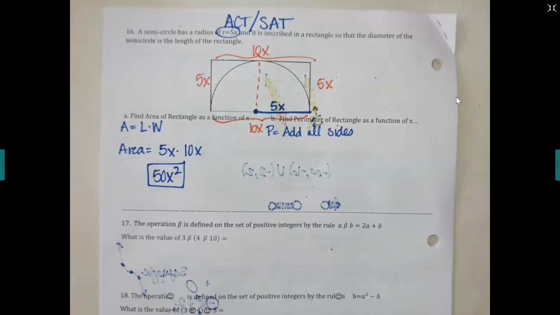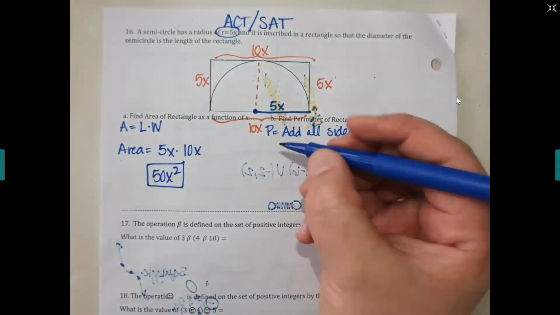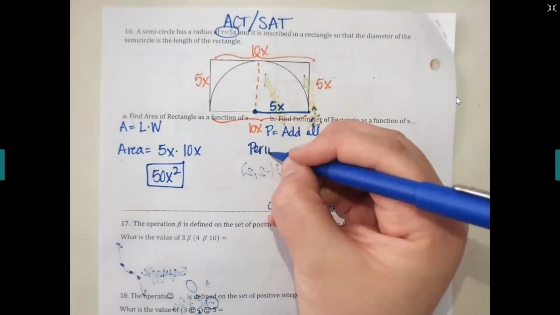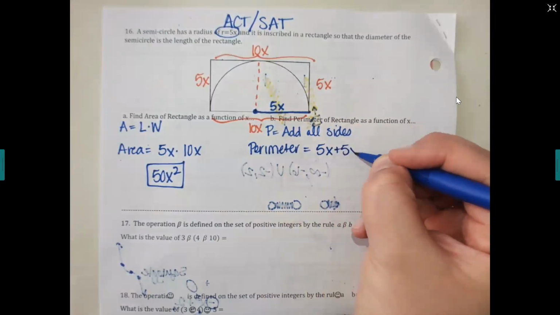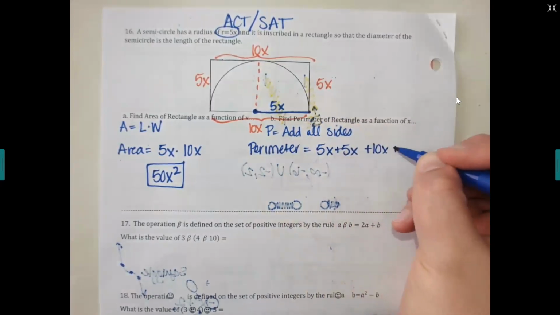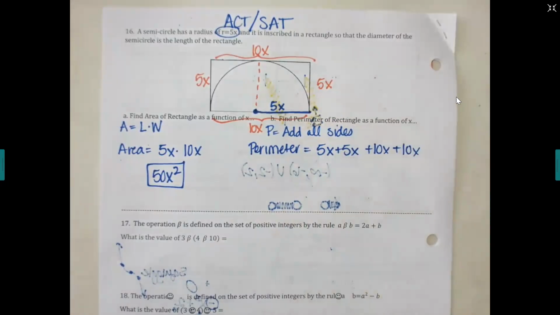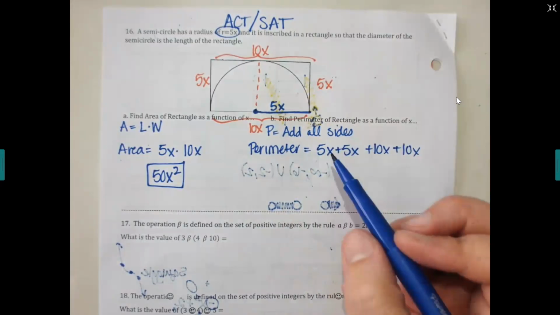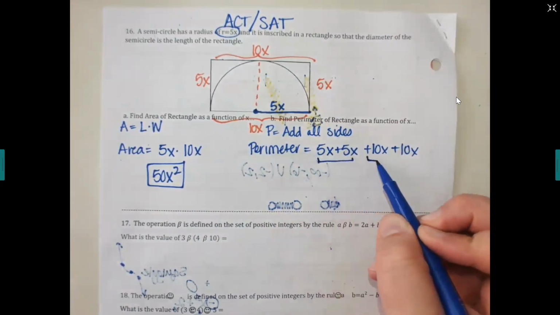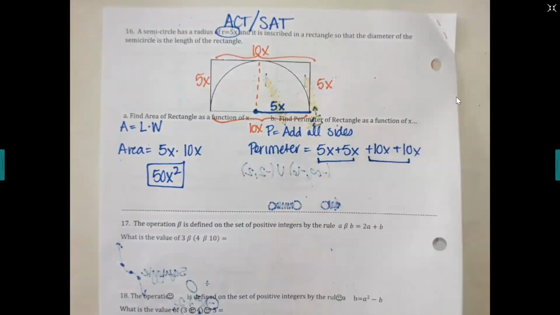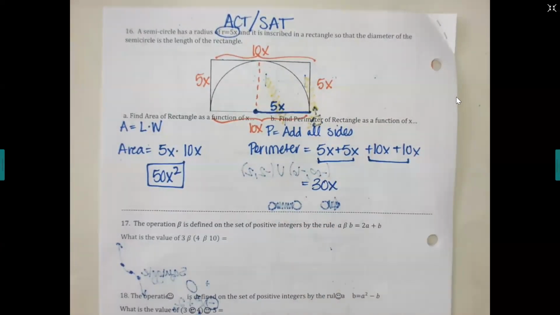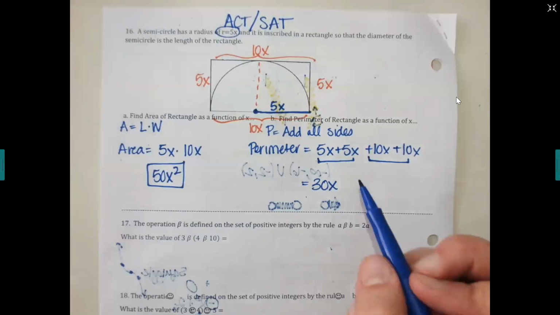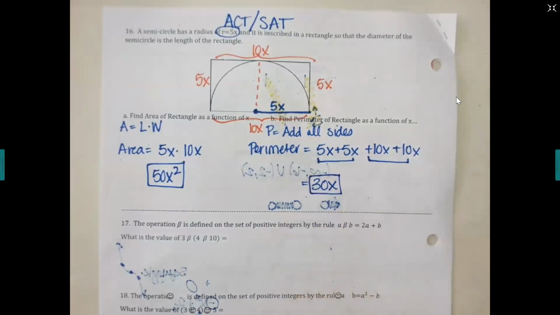Then for my perimeter, I'm just adding everybody up. So for my perimeter, I would do 5x plus 5x plus 10x plus 10x. And you could put them in a different order, it doesn't matter. But the 5 and 5 make how many together? 10, and then 10 and 10 make 20. All together, how many are there? 30. Do I up the x to an x squared or an x cubed? No, when you're adding, you keep that x the same.